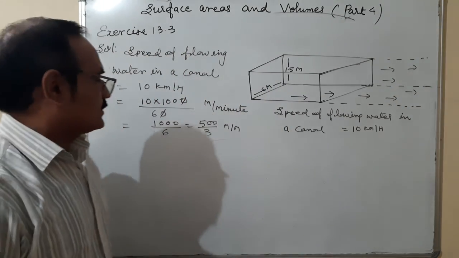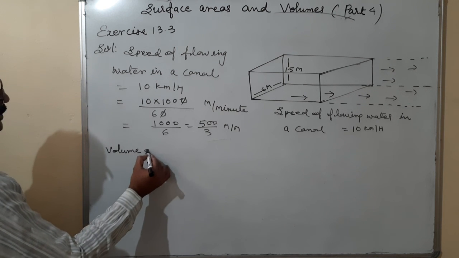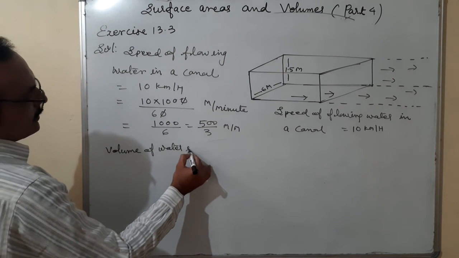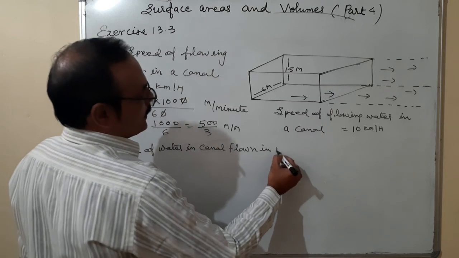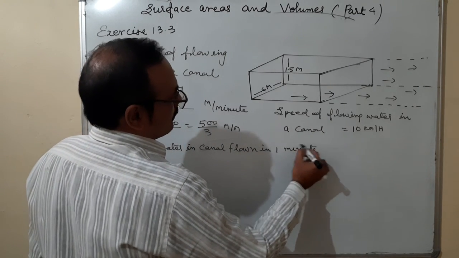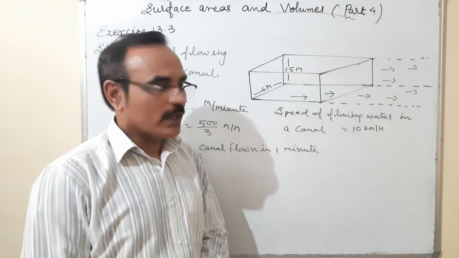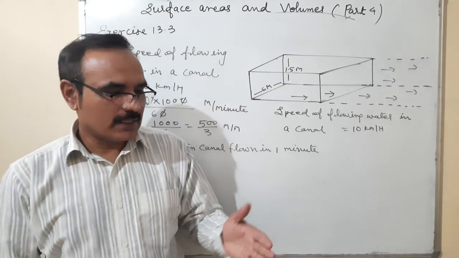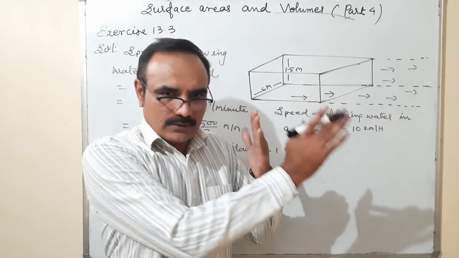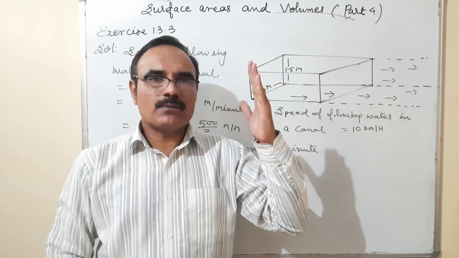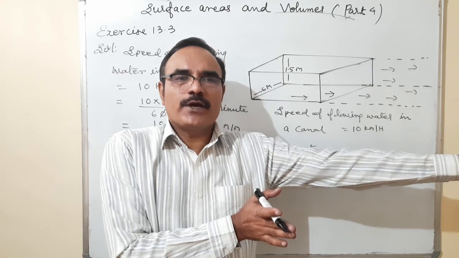Okay. So, volume of water in canal flown in 1 minute. You can imagine it like that. Suppose this is the gate. You are just releasing the water from here. Water is flowing in a cuboidal shape. After 1 minute, you just close it, and you can freeze this portion. So it will become a cuboidal water shape.